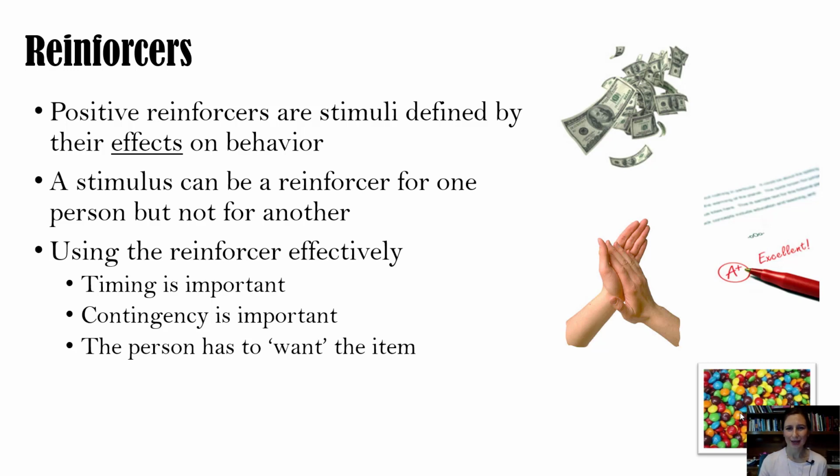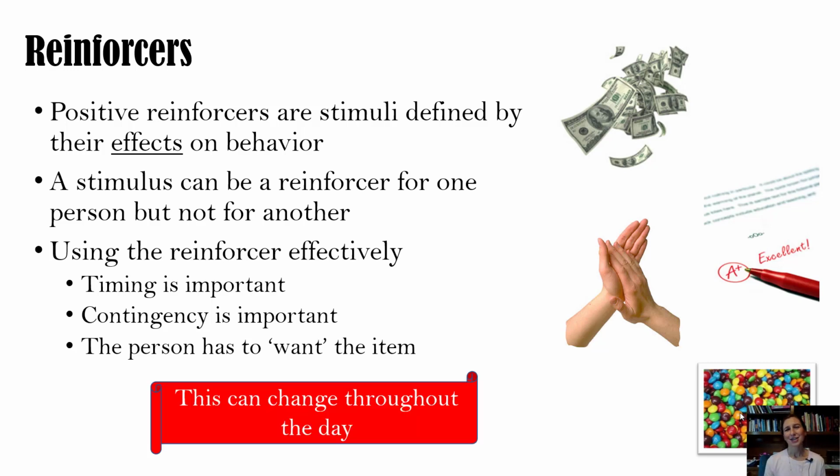And the person has to want the item. And this can change throughout the day. So, you know, they might want food right before lunch because they're hungry, whereas after lunch they might not be so inclined to work for food because they're full. So our wants change throughout the day and across days, so that's what makes it challenging to identify a reinforcer.